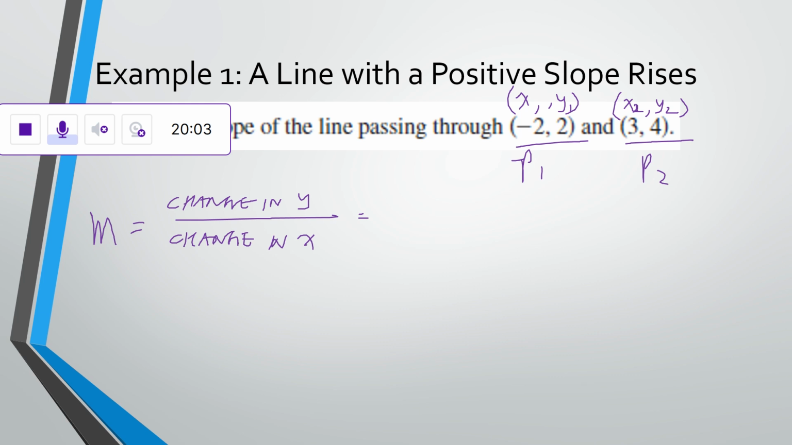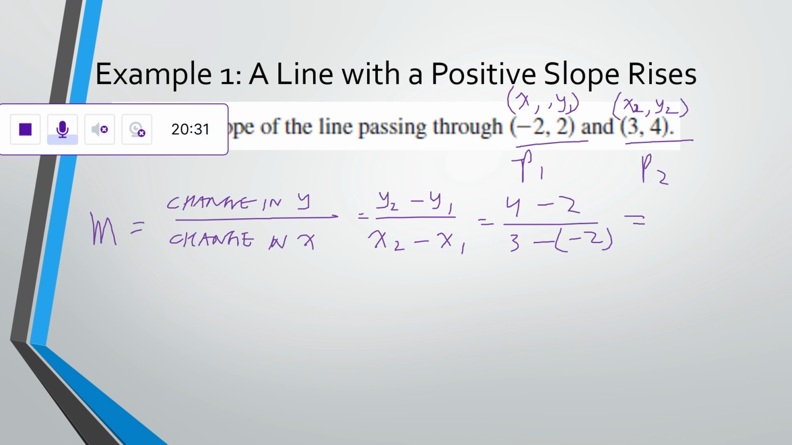So from here, we know that for change of y, we have to take the y values, y sub 2, and subtract it with y sub 1. And same thing in change in x, we have to take the x sub 2 value and subtract it with the x sub 1 value. If we replace them with their appropriate values, we have 4 minus 2 all over 3 minus negative 2.